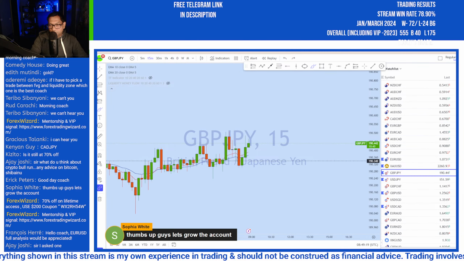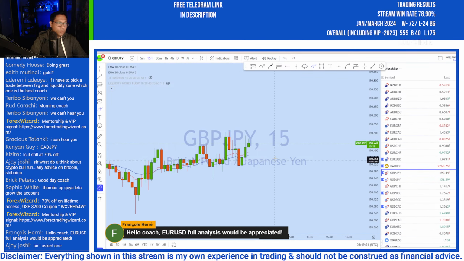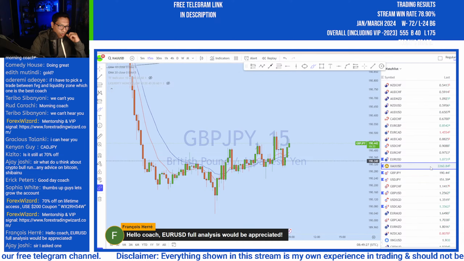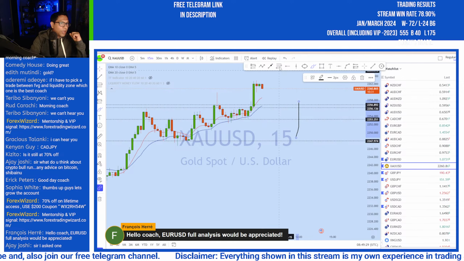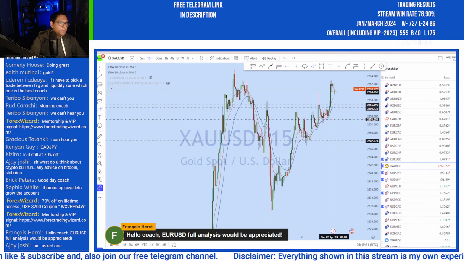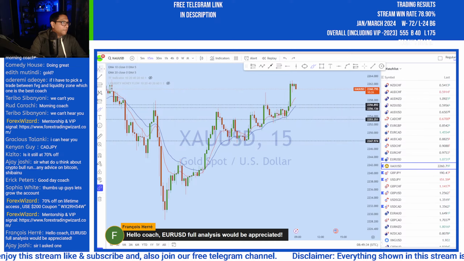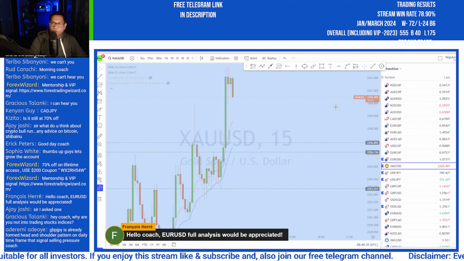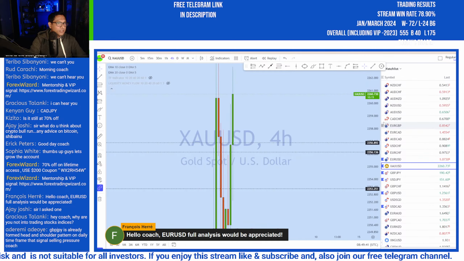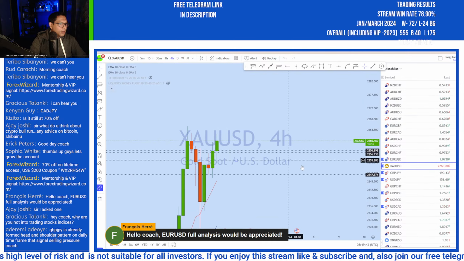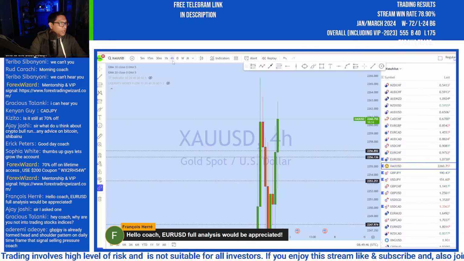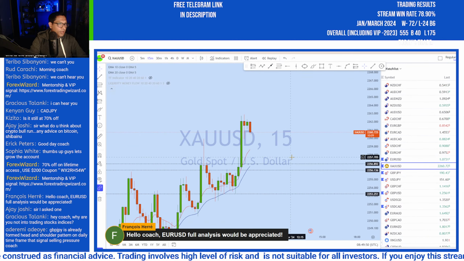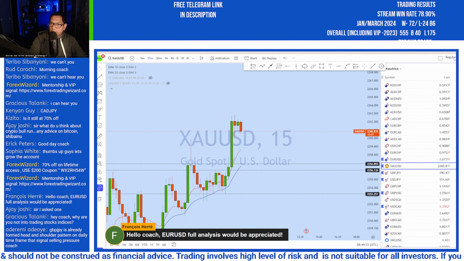Now, coach here, USD full analysis would be appreciated. Yep, we'll be looking at that. So we have seen on gold, I am waiting for deeper pullback. Right, so because this market, if I look at the 4 hour, where you can see that this is currently moving, turning to a very stronger bull market. So any pullback will be an opportunity for us to go long.